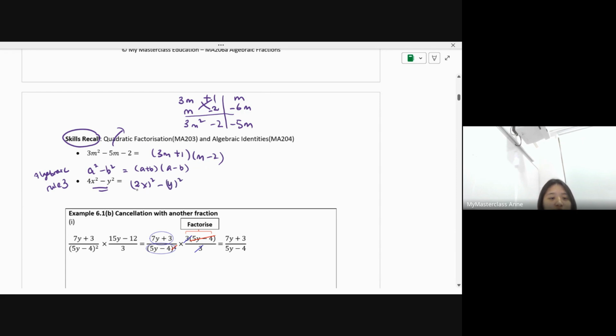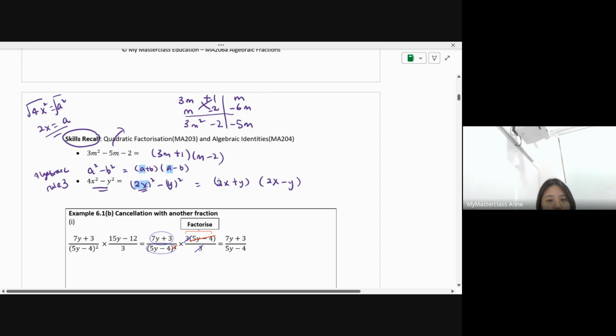Now, if you can't see what your a is, you can do this. 4x squared equals a squared. So when I square root it, I get 2x equals a. So I know my a is 2x, so I just sub it. So 2x squared minus y squared equals 2x plus y, 2x minus y. A is 2x, then your b is y. Then you get your answer already.